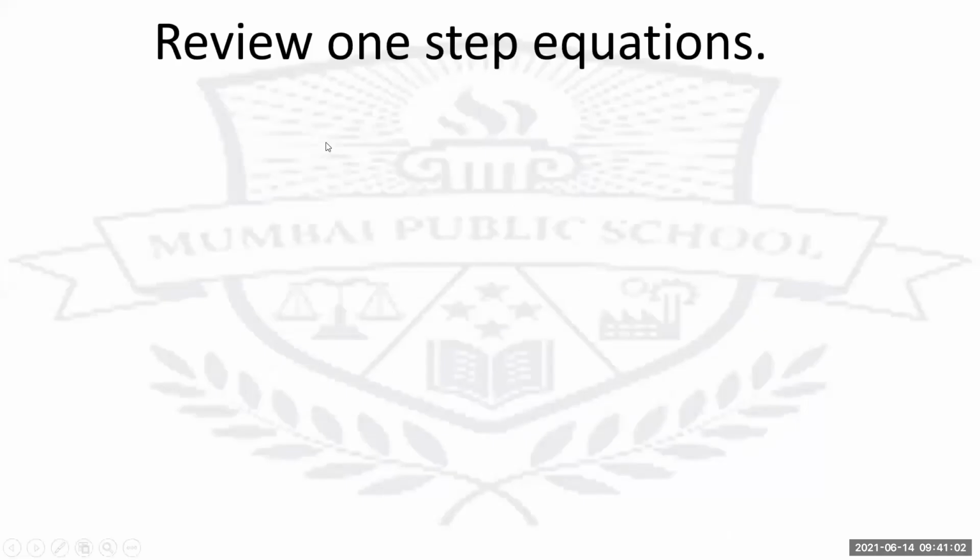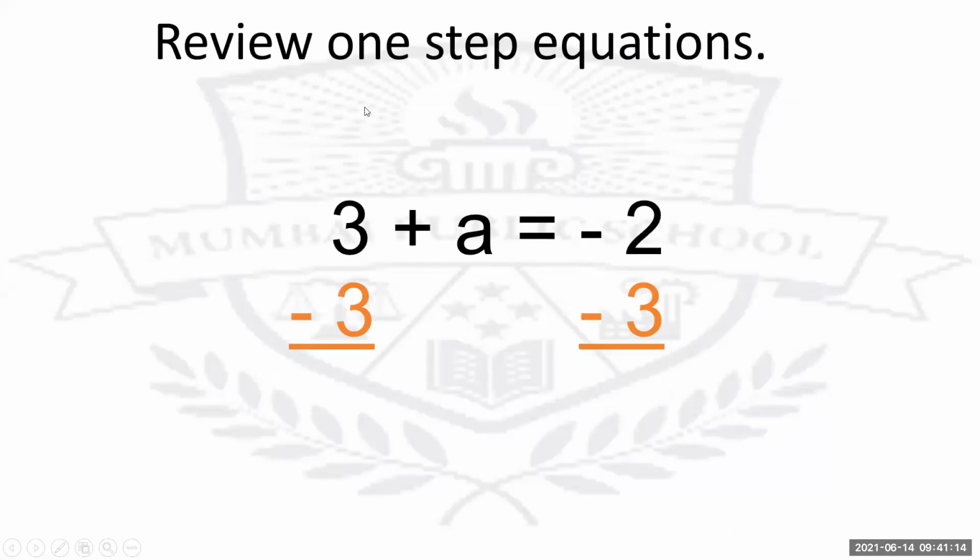Now we'll move ahead to the 2-step equations. Review 1-step equations. Now a plus 3 equals to minus 2. So what you are going to do? You are going to take minus 3 to both these sides. So value of a would be minus 5. Is this clear to all the students? Hope nobody is having doubt here.